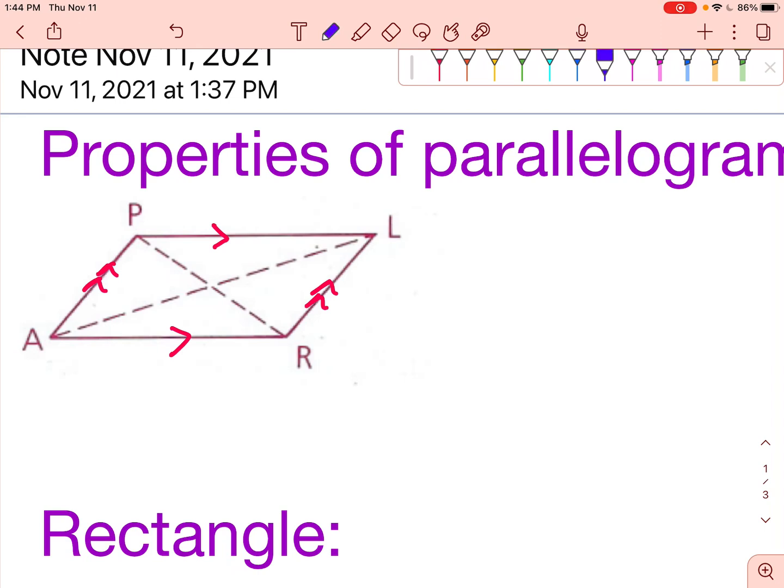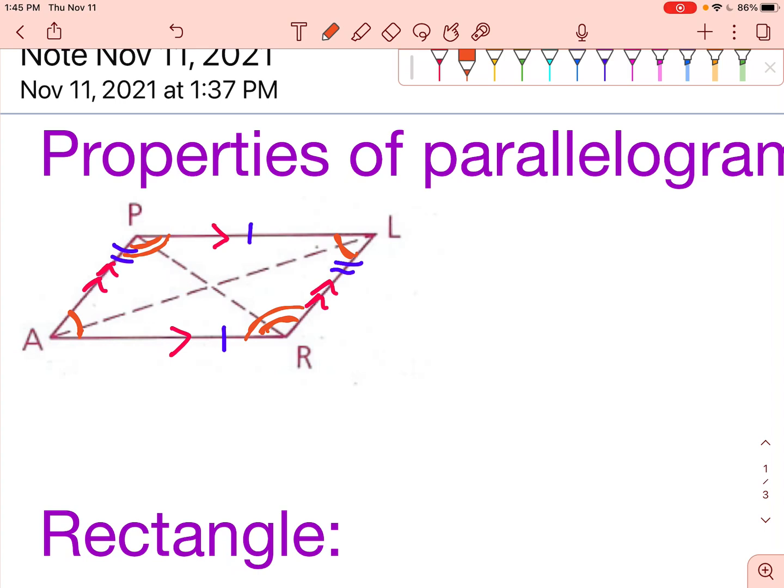The next property: if a quadrilateral is a parallelogram, then opposite sides are congruent to each other. So it's also true that the opposite sides are congruent. My next property is if a quadrilateral is a parallelogram, then opposite angles are congruent. So all of angle A is congruent to all of angle L. Those are equal to each other. All of angle P is equal to all of angle R. They have the same value. They're equal to each other.